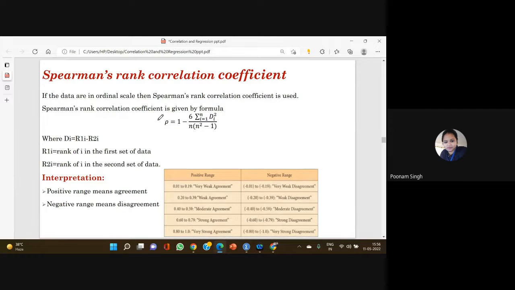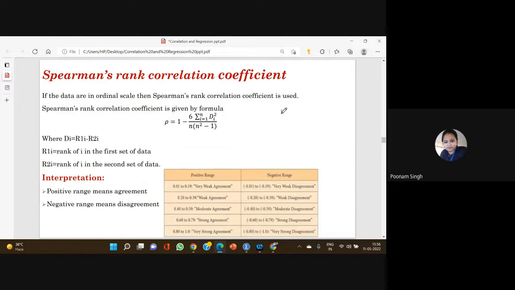In Spearman rank correlation coefficient, we use this formula: rho is equal to 1 minus 6 summation di square divided by n(n square minus 1), where di is the difference between the ranks of both the data sets.